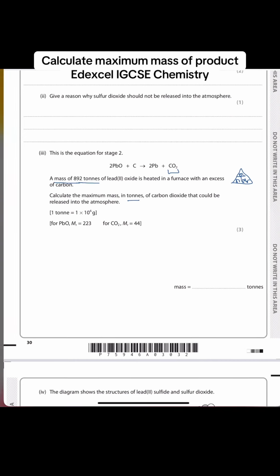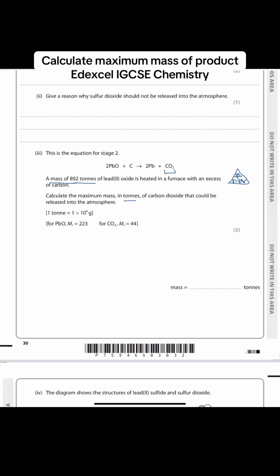We need to convert all the masses into moles. Remember the triangle that gives you the relation between number of moles, where n, number of moles, equals the mass in grams over the Mr, which is the relative mass. In this case, first of all, we need to convert the mass of lead oxide into moles.